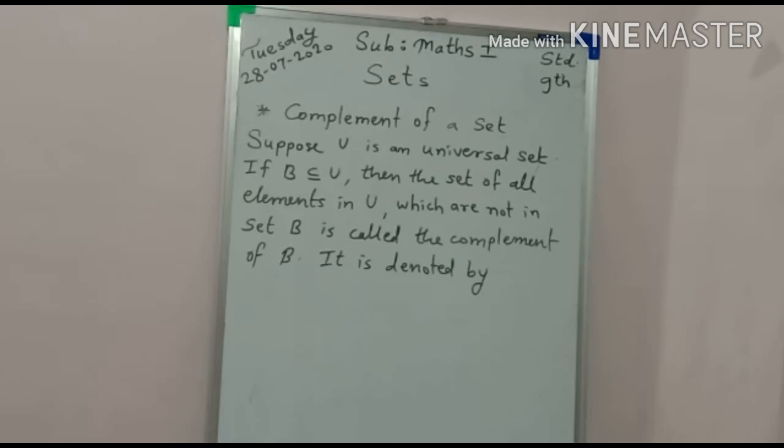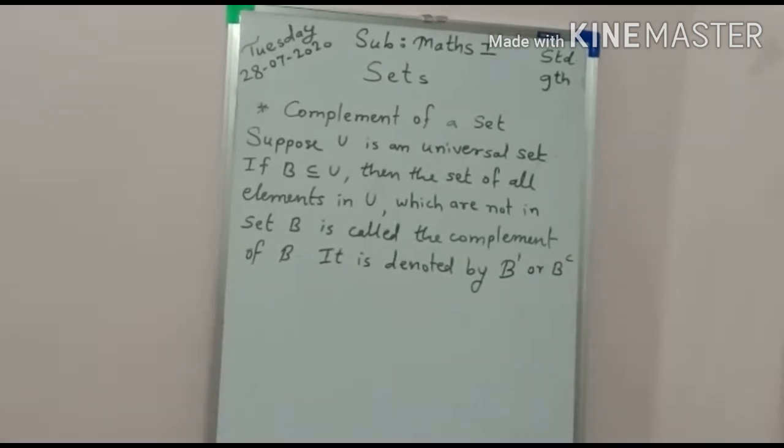B with a dash over it, or you can write B and write a small letter c. So what does it mean? We see it here with an example, where the universal set is U and B is a subset of U.